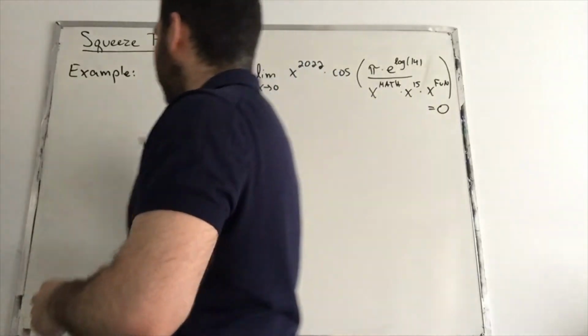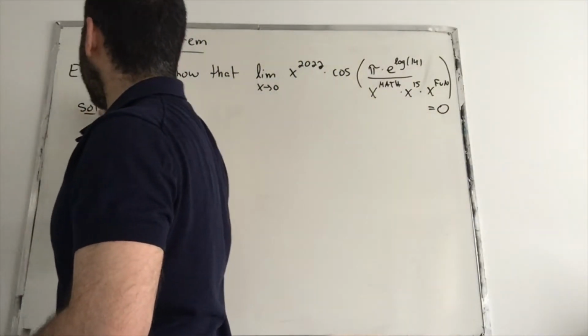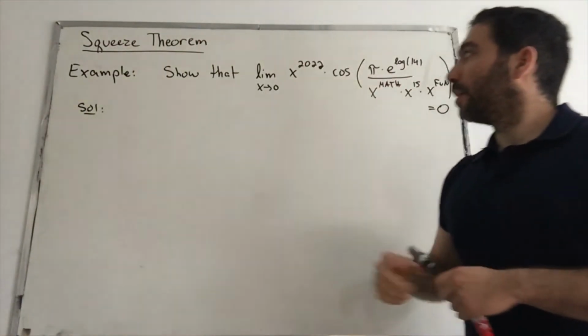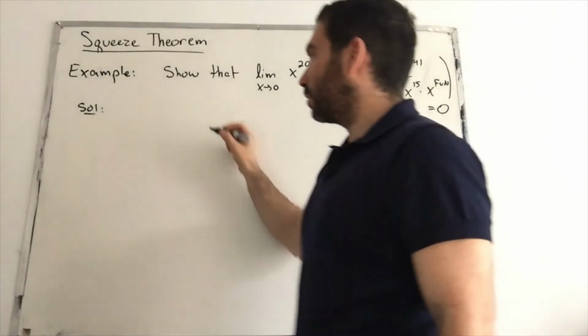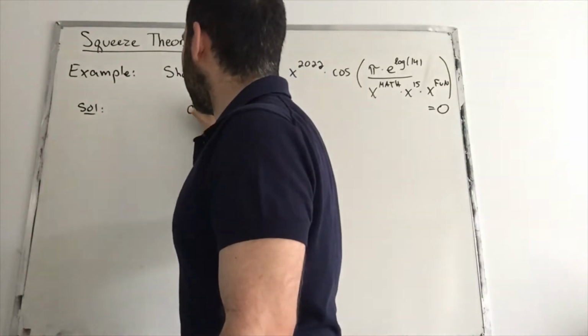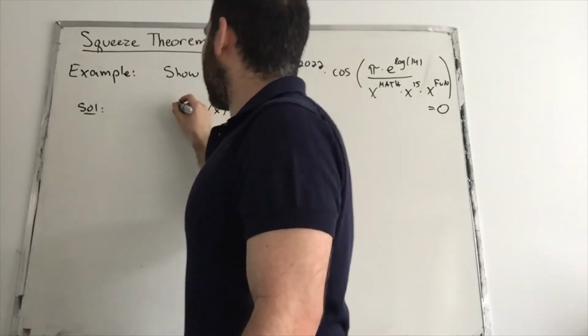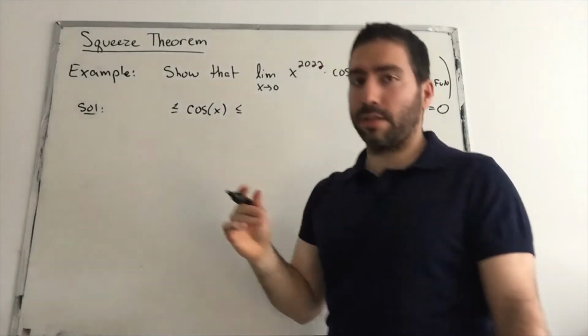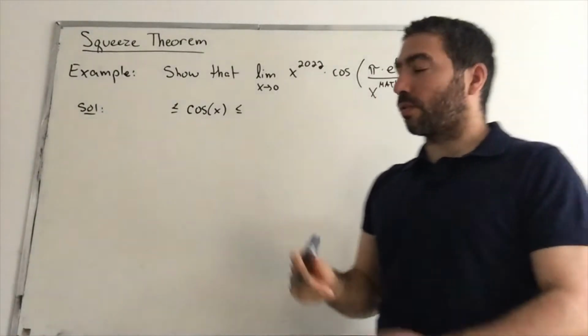We start off with, so let's do the solution. We begin with the fact that cosine of x, so typically you're given a cos or a sine, and we start off with the fact that cos of x is bounded, is stuck in between. So consider the cos function.